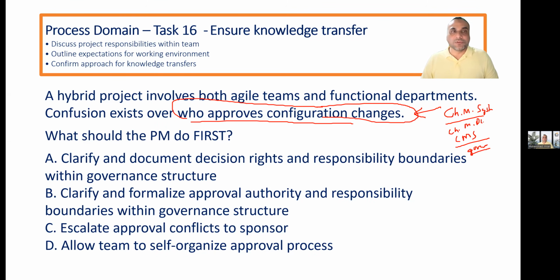What should the PM do first? A: Clarify and document decision rights and responsibility boundaries with governance structure. B: Clarify and formalize approval authority and responsibility boundaries within governance structure. C: Escalate approvals conflict to sponsor. D: Allow team to self-organize approval process.